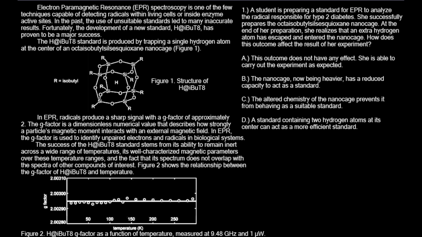In EPR, radicals produce a sharp signal with a g factor of approximately 2. The g factor is a dimensionless numerical value that describes how strongly a particle's magnetic moment interacts with an external magnetic field. In EPR, the g factor is used to identify unpaired electrons and radicals in biological systems.